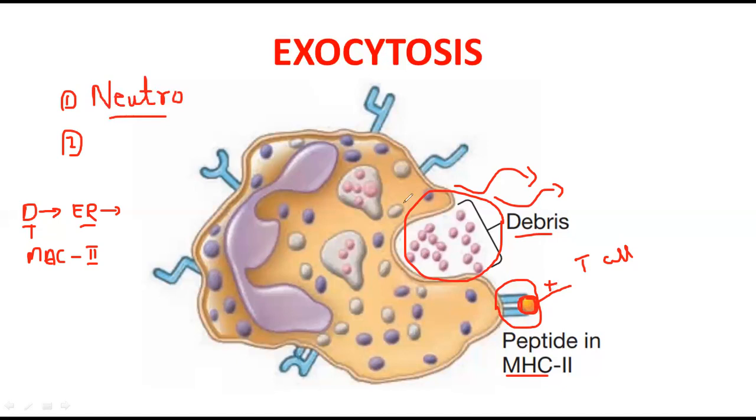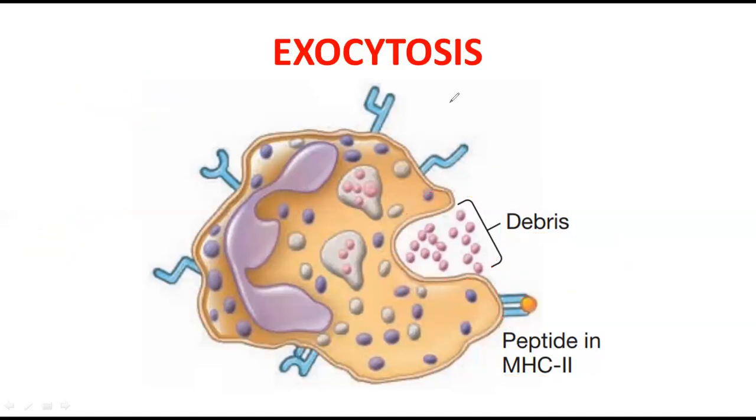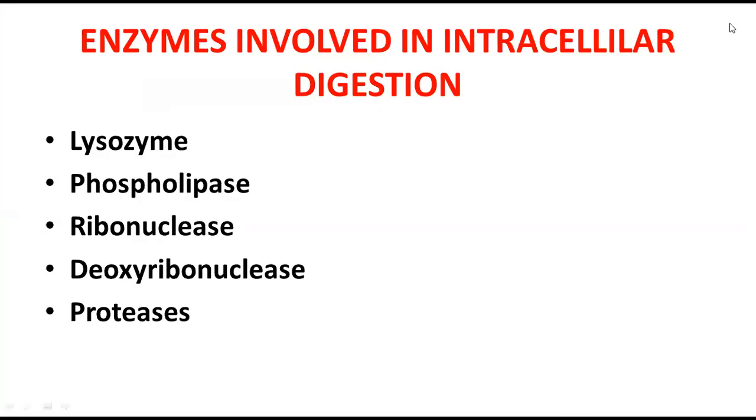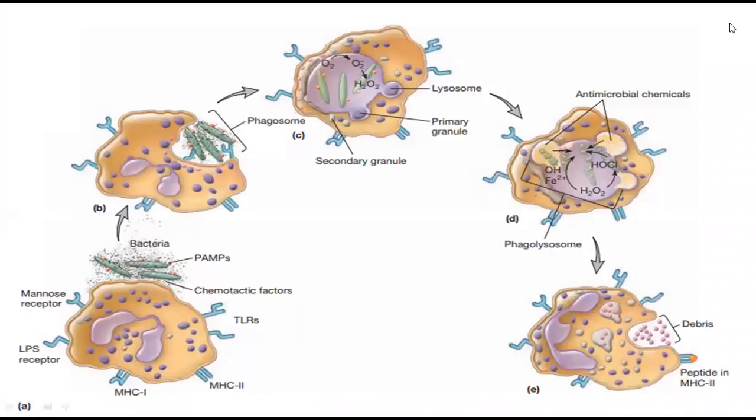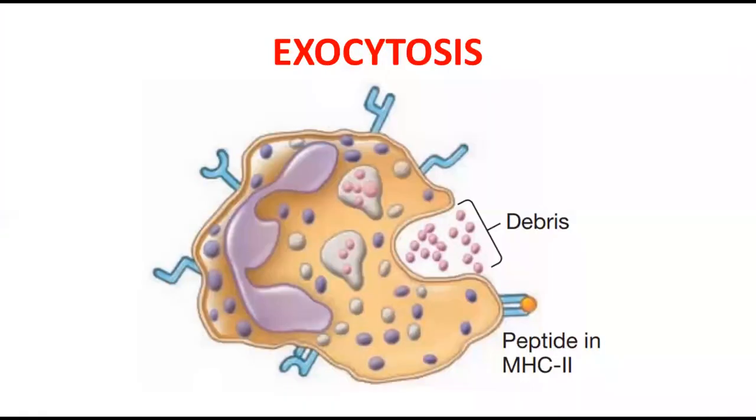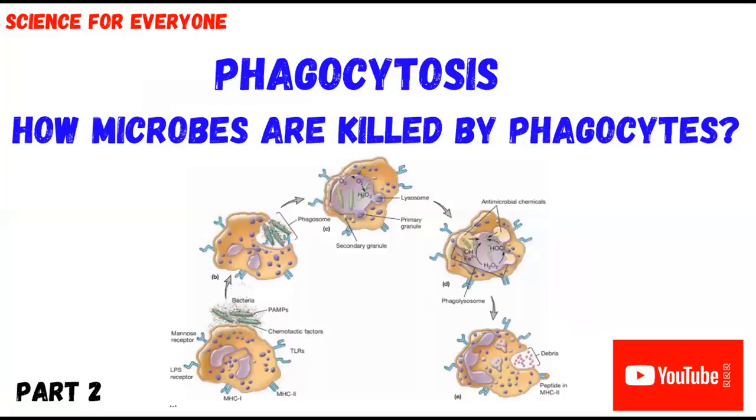So keep these points in your mind. This was all about the phagocytosis process. First, I discussed how microorganisms interact with the immune cells. After that, when they are engulfed, how they are digested by different processes and different enzymes, and after that, how they are exocytosed. So this was all about the phagocytosis process.